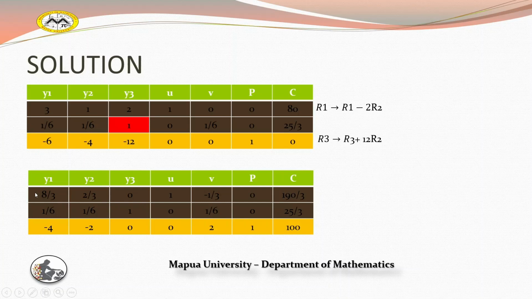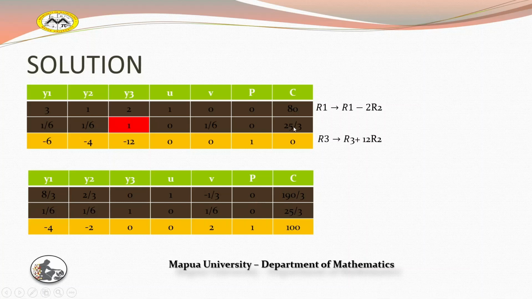Now for the elements in row 1, let us apply the elementary row operation, which is simply row 1 minus twice row 2. So this is simply 3 minus 1/3. Why is it 1/3? Because we have to multiply by 2. So 3 minus 1/3, the answer is 8 over 3. 1 minus 1/3, the answer is 2/3. 2 minus 2, the answer is 0. 1 minus 0 is still 1. 0 minus 1/3, so negative 1/3. 0 minus 0 is 0.